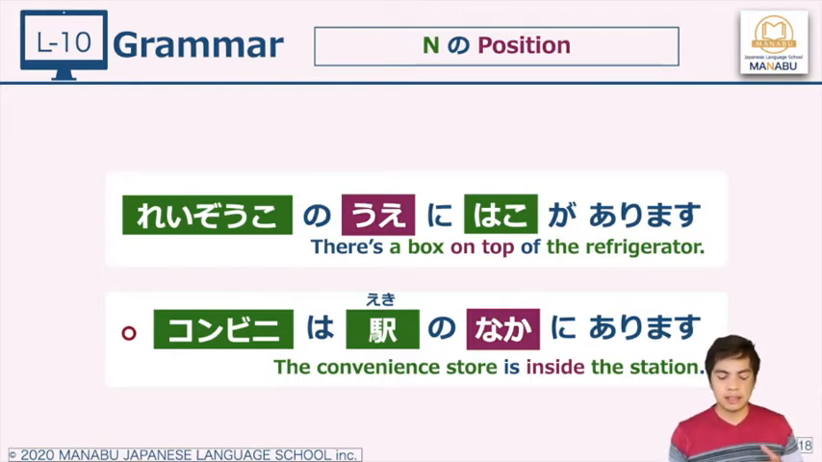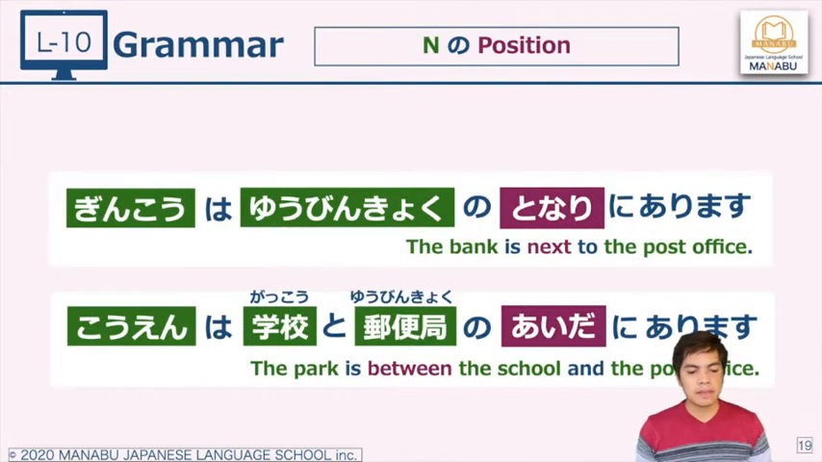So eki is the place, no naka means inside, inside of the station. Particle ni arimasu. Another example, ginko wa, so the bank, yubin kyoku no tonari ni arimasu. So the noun 1 is yubin kyoku, the post office, particle no tonari. Tonari means beside or next to. Next to the post office, yubin kyoku no tonari. Then the particle ni, because it is our place of existence.